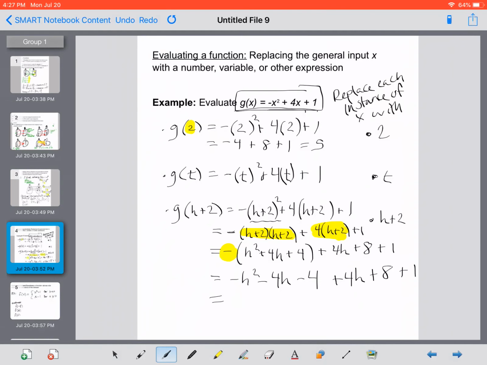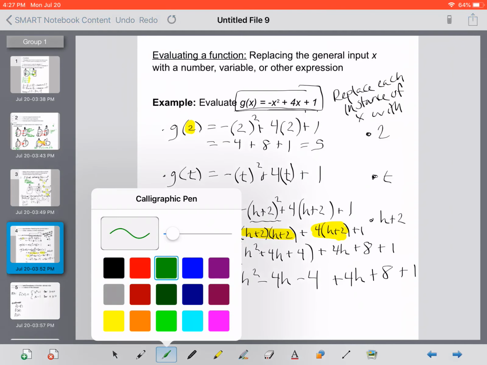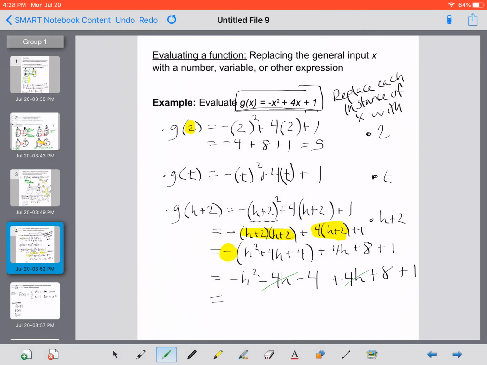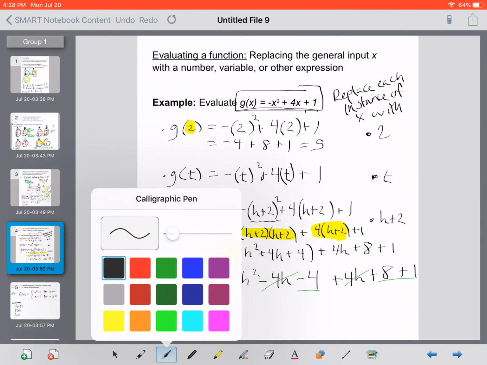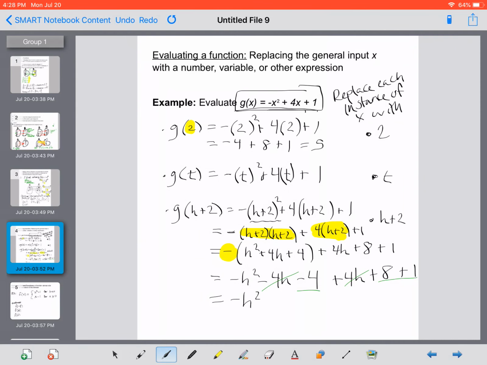And if I simplify all of this, well, -4h and +4h will cancel each other out, and then I just need to combine my constant terms. So I end up with -h². -4 plus 8 would be 4, plus 1 is 5. So I get -h² plus 5.